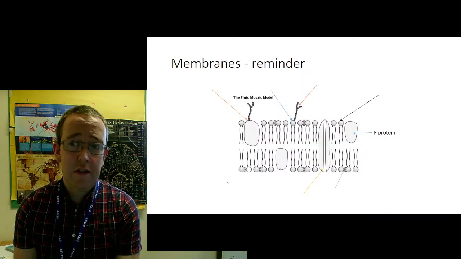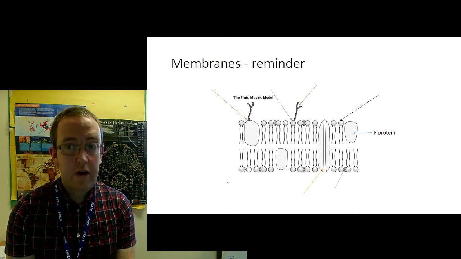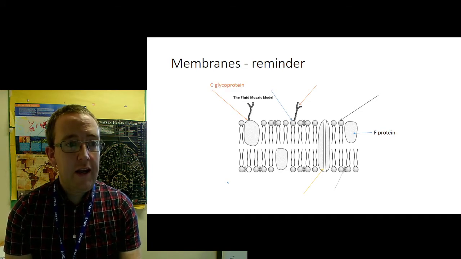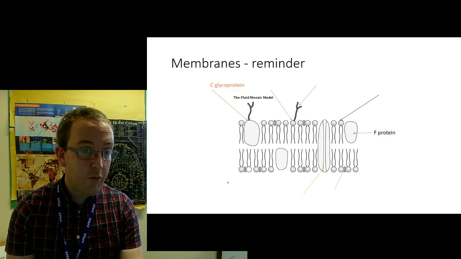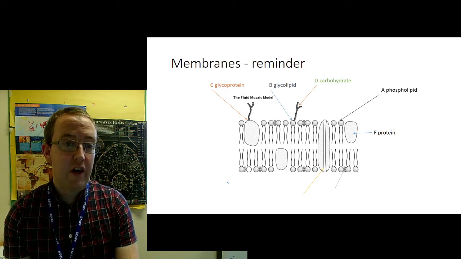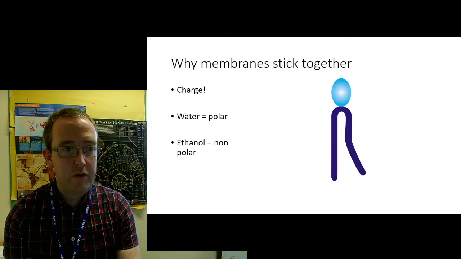Now, if I show you this, you should recognise it as the fluid mosaic model. Okay, you should recognise all of those bits that are labelled. Okay, if not, that is a glycoprotein sticking off protein there. That's a glycolipid. That's a carbohydrate chain. That's a phospholipid. That's some cholesterol in there. That's a channel protein, and so on and so forth.